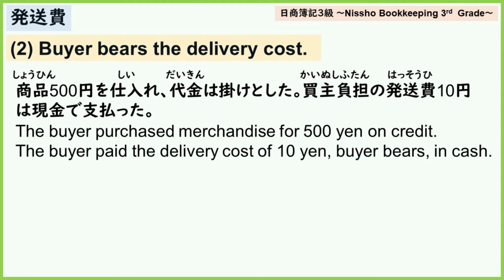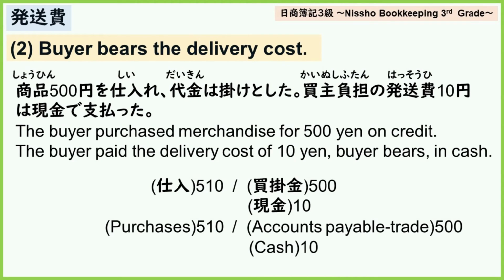The buyer purchased merchandise for 500 yen on credit. The buyer paid the delivery cost of 10 yen, buyer bears, in cash. The journal entry is as follows. Debit, purchases 510. Credit, accounts payable trade 500, cash 10. The point is to include delivery costs in the purchase. When purchasing merchandise, delivery cost is considered necessary expenses associated with acquiring the merchandise.